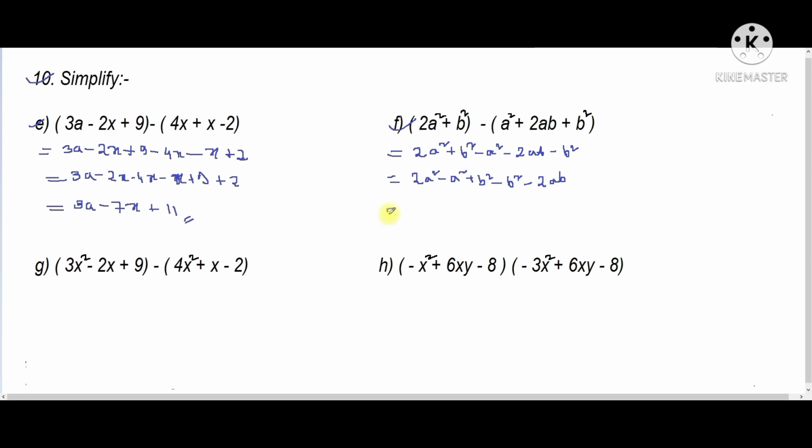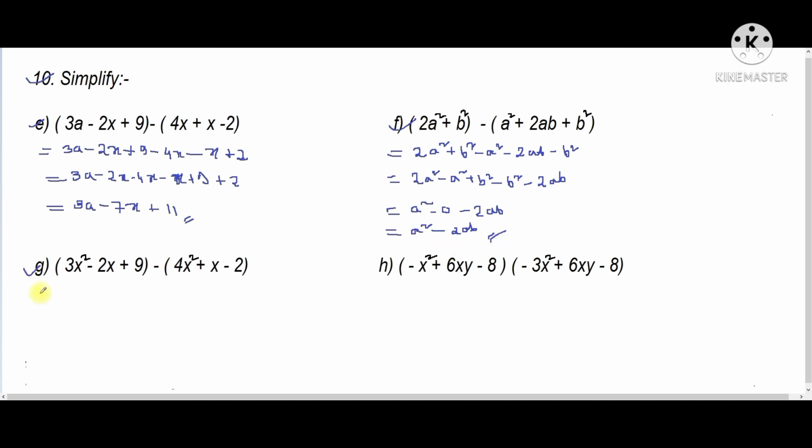So now 2a square minus a square, how much? Only 1 square, okay. So if I write a square, this means 1 square. So here you see plus b square and minus b square, it will cancel out and it will come 0. And minus 2ab is there, okay. So a square minus 2ab. The answer of this expression is a square minus 2ab.